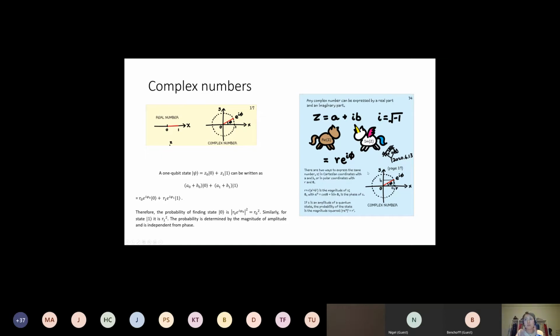I show in this new page here, you can actually express your complex number in two ways. One is with these Cartesian coordinates, so x and y, and you have these a and b.